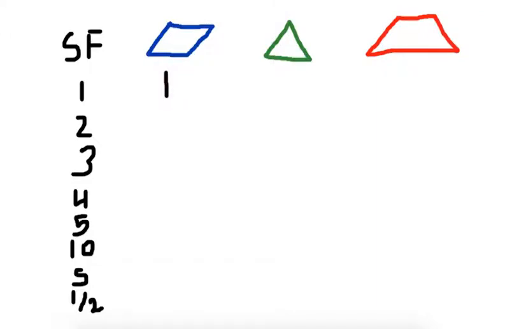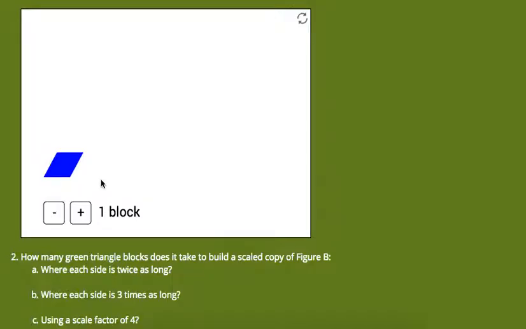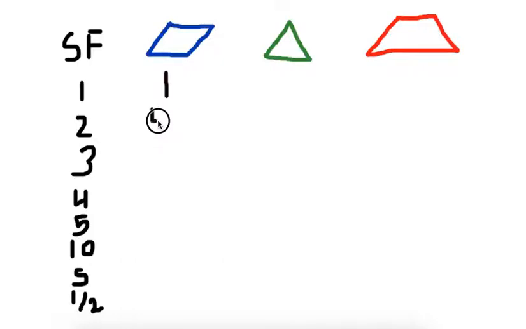1 block. When I have a scale factor of 2, that means I need to take and make every side length twice as long. So where it was 1 shape long before, now it's 2 blocks long. It needs to be 2 blocks tall though too, because it was 1 block tall before. So now I have a shape that is identical to the previous shape, just 2 times as long on every side. When I do that, I have 4 blocks that I need. So at a scale factor of 2, I'm going to need 4 blocks.